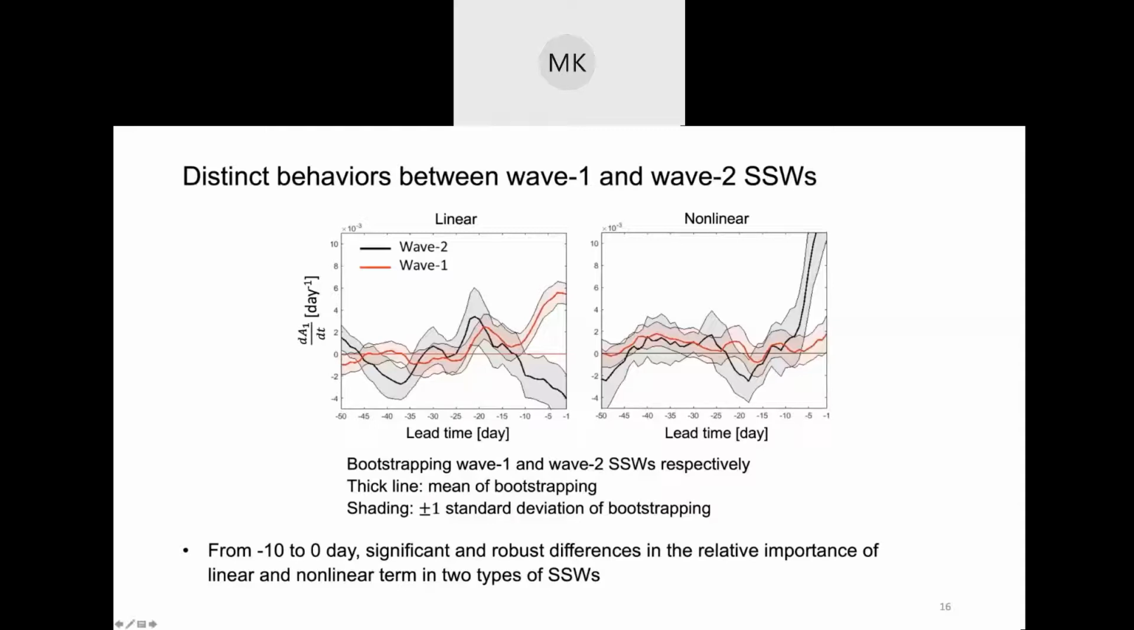On the left, it shows the linear terms, and on the right, it shows the nonlinear terms, as a function of lead times. And the thick line and the shading show the mean and plus and minus 1 standard deviation of the bootstrapping respectively. The red line is the composite of wave number 1 events, and the black line is the composite of wave number 2 events.